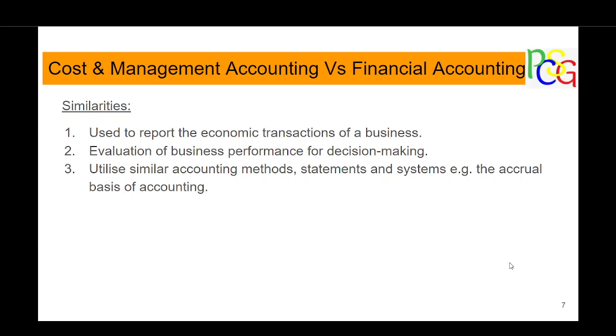Another example could be the accounting method of depreciation. Depreciation would also be factored into, for instance, costing. So all of these things are common between both branches of accounting. They both utilize similar information. All right, so those are the similarities between the two branches.